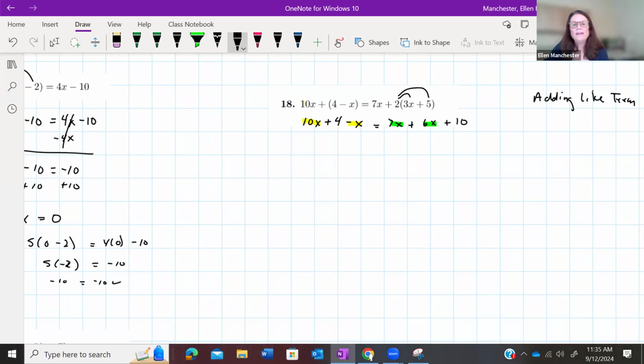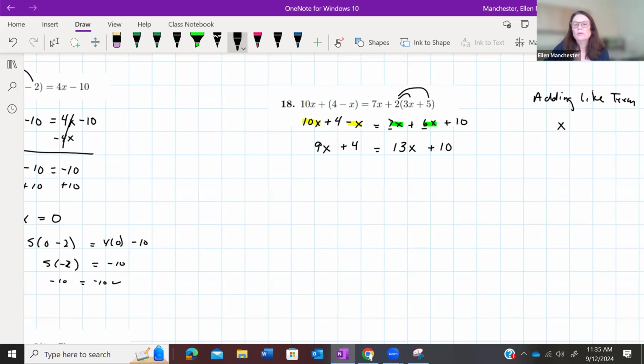Okay, so a like term means that the variable and the exponent is the same. So I have 10 of these things called x minus 1 of these things called x, so I have 9x. And then on the other side, I have 7 of these things called x plus 6 of these things called x, so I have 13x. So all you're doing is just adding the coefficient, the number in front.